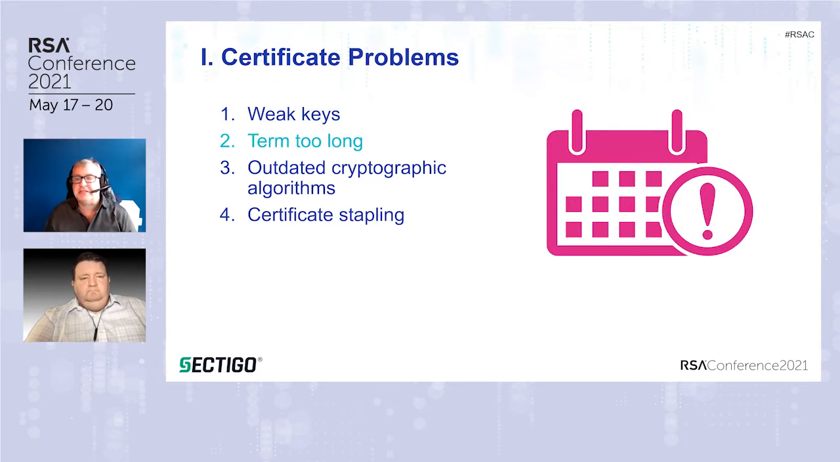The second one on the list, the term is too long. So in the public certificate space, depending on the certificate type, if it's an SSL or TLS certificate, you're limited to 1 year, essentially 13 months. If it's an S/MIME or code signing certificate, it's limited to 3 years. But once again, if you're issuing certificates on your CA, you get to do whatever you like. And one of the things we see sometimes is someone says, oh, this is great. I'll issue a cert. I'll make it 20 years long and I'll never need to worry about it ever again.